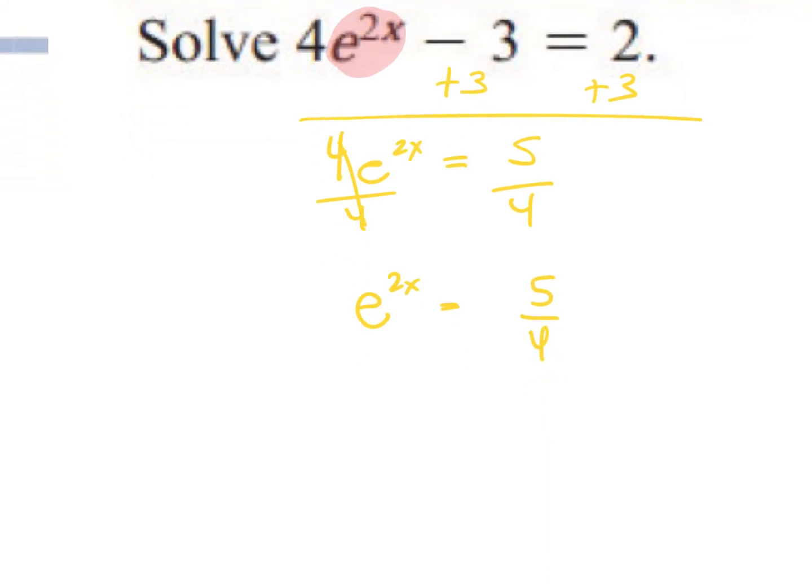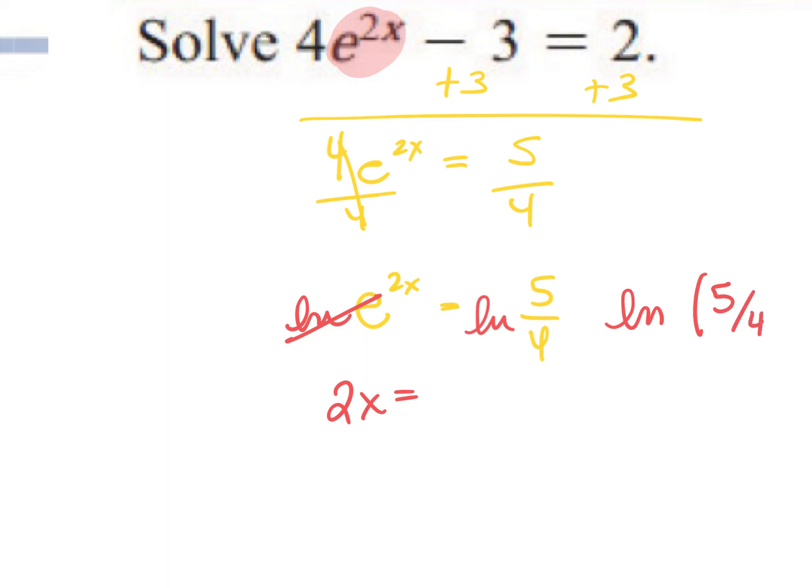Do you guys agree that my e is now by itself? Okay, what did we say at the beginning? What is the opposite of e? ln. If I take the ln of this side, I have to take the ln of the other side. When I have e and ln, what happens to them? They cancel, so you have 2x equals. Guys, when you do this in your calculator, you need to hit ln and then parenthesis 5 divided by 4. Close your parenthesis. If you don't, it'll take the natural log of 5 and then divide that by 4.